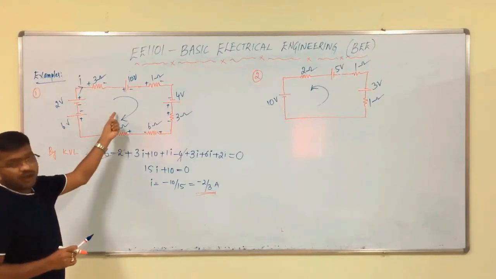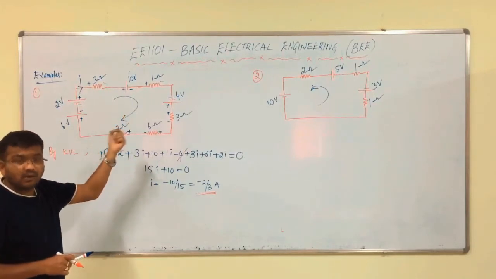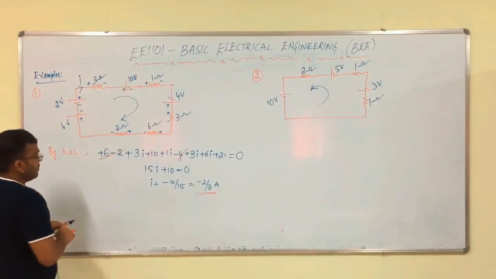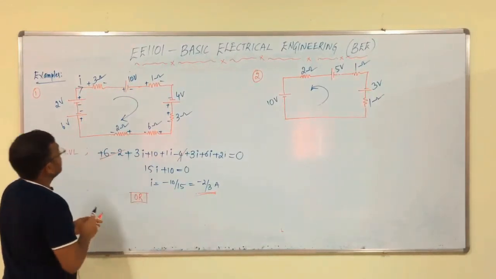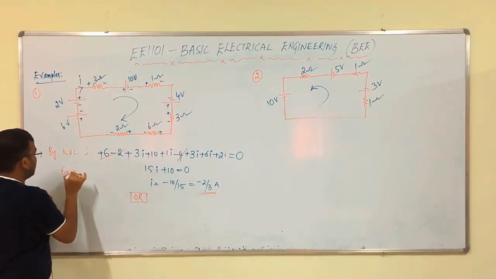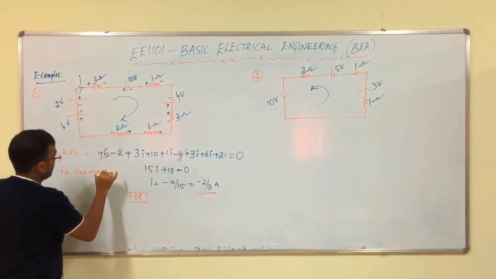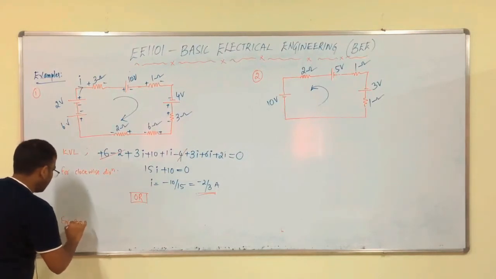For this clockwise direction, if we consider anti-clockwise, what is the assumption? We have to consider negative voltage drops, clear. I am considering positive for clockwise direction. This is negative, for anti-clockwise.